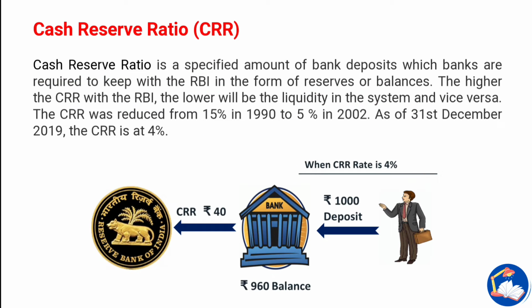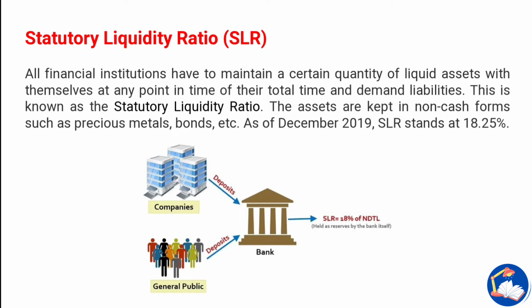Now, statutory liquidity ratio or SLR. All financial institutions have to maintain a certain quantity of liquid assets with themselves at a point of time, as a percentage of their total time and demand liabilities. This is known as statutory liquidity ratio. The assets are kept in non-cash forms. This is a very important point. Non-cash forms such as precious metals, bonds, etc.